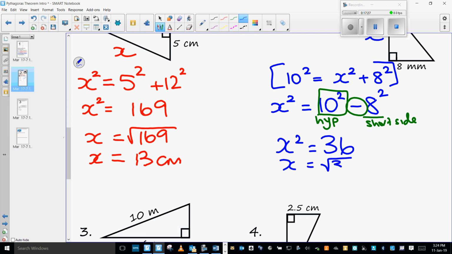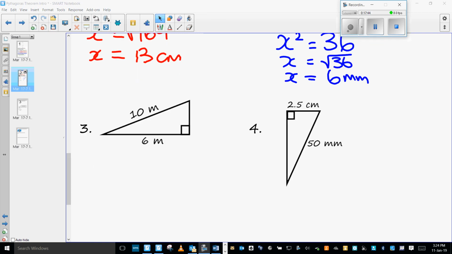Who knows without using a calculator what number multiplied by itself gives 36? And in this question, what was our unit? Millimeters. So we should keep our units the same.